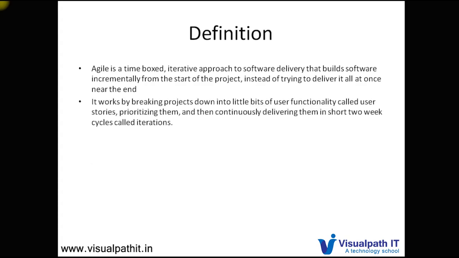Again, it works by breaking the whole set of functionalities into bits or stories. Then we prioritize them, and continuously take those requirements based on priorities. We plan a sprint based on the priorities, pick the requirements, develop, test and deliver them in a very short iteration of 2 to 4 weeks.